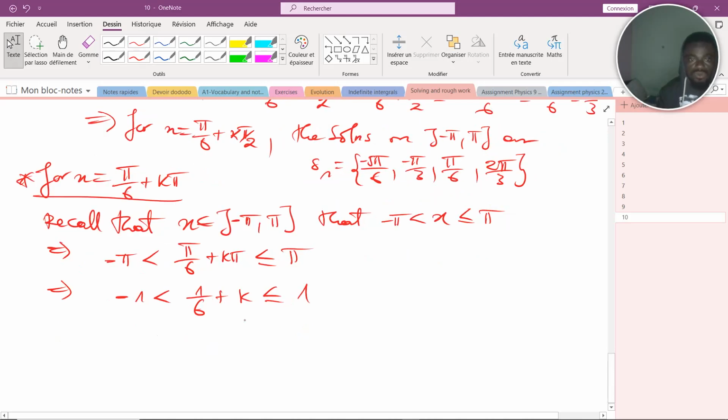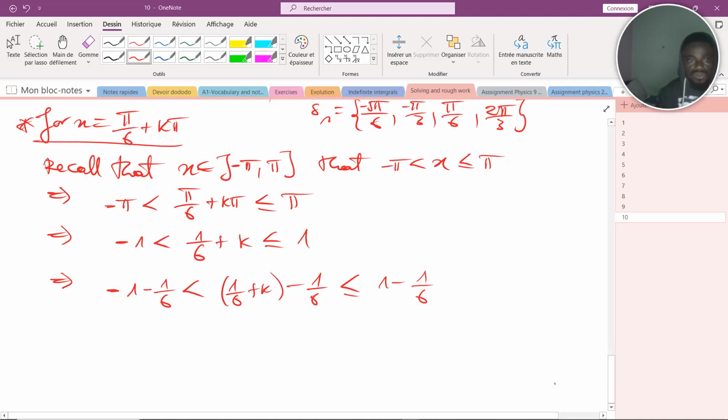Now, for k to remain alone here, we have to subtract 1 on 6 from every part of the inequality. So this implies minus 1 on 6, minus 1 minus 1 on 6, 1 on 6 plus k minus 1 on 6 less than or equals to 1 minus 1 on 6.